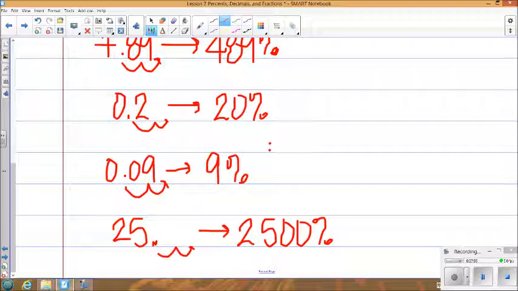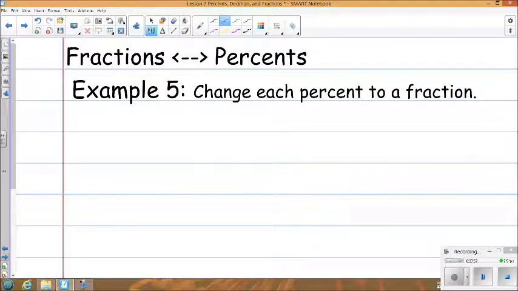And then for the last topic, what happens if we're going to change from fractions to percents, or from percents to fractions? So for the first one, we're going to go from percents to fractions. And remember that percents really are fractions. They're just saying per 100.